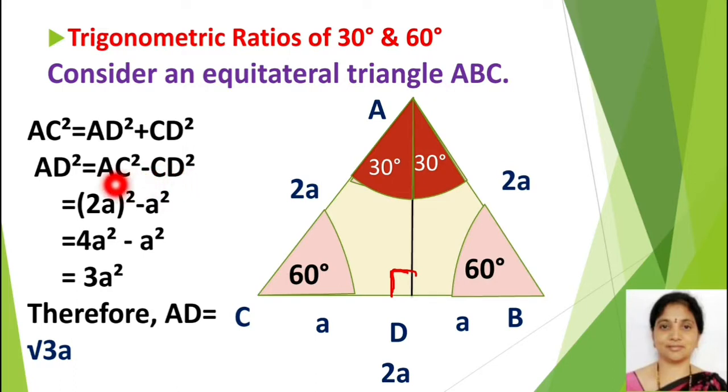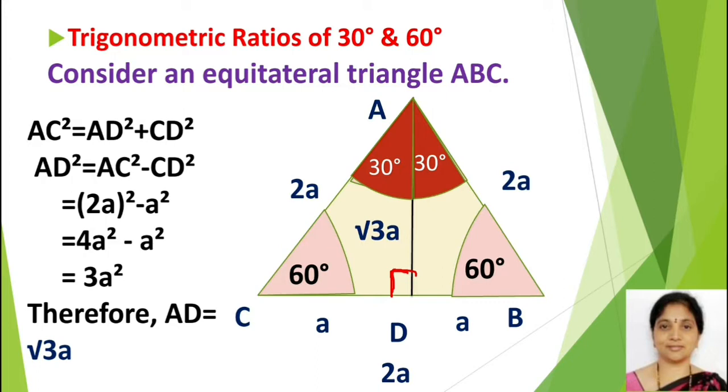Okay, so what is the AC value? Here AC value is equal to 2a. So we get 2a square minus CD square. CD value is a here. So a square. So 2a square is nothing but 4a square minus a square. So we get 3a square. So to know the AD value, AD is equal to root 3 into a. Like this we get the AD value as root 3 a. Okay, so AD becomes root 3a.